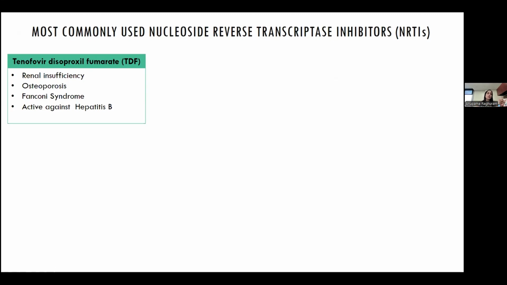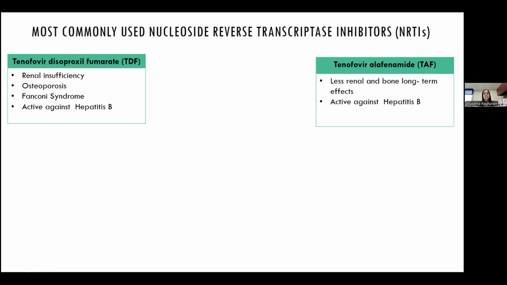Okay, so we talked about the older formulation, which means that there is a newer formulation, right? So the newer formulation is called tenofovir alafenamide, or TAF. And this one, though it's a newer formulation, it's actually a prodrug of TDF. What that means is that TAF will convert into TDF, but inside the cell. So that means you're getting less systemic distribution of the drug and less systemic side effects. So the renal and bone long-term effects are going to be less than the tenofovir disoproxil, the older formulation. And this is still active against hepatitis B.